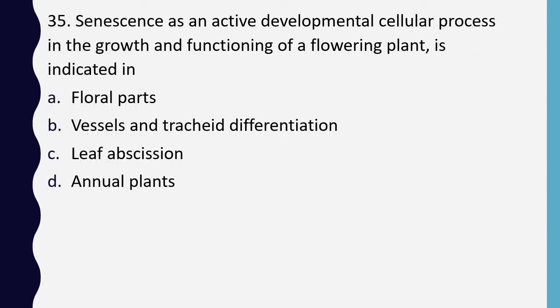Question number 35. Senescence as an active developmental cellular process in the growth and functioning of a flowering plant is indicated in floral parts, vessels and trachea differentiation, leaf abscission, or annual plants. The correct answer is option C, leaf abscission shows the senescence as an active developmental cellular process.